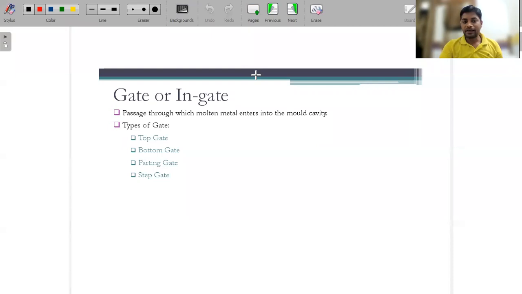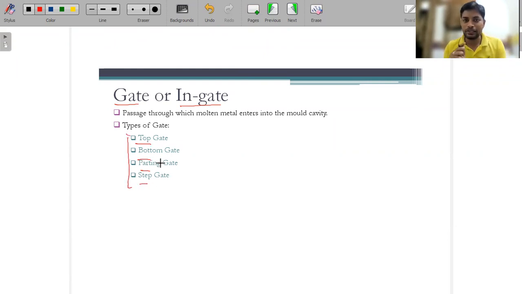Okay, so a gate is just an element which allows the molten material from the runner to pass through to the mold cavity. Sometimes in the books it is written as ingate systems. There are four types: the top gate, bottom gate, parting gate, and the step gate.